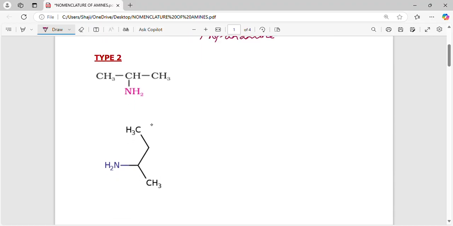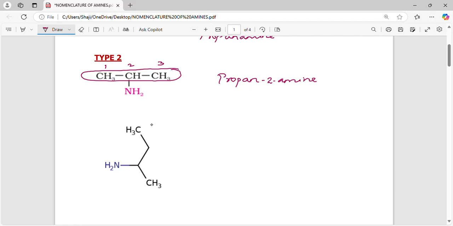The second type is when the amino group comes as a branch. It is not in the terminal position. This is the longest carbon chain, and the amino group is attached to the second carbon. In such cases, first you write the root word, which is prop because of three carbons. Then you write AN, propan, but the last E is replaced by amine. Before that, you mention the position of the carbon to which the amino group is attached. It is attached to the second position, so propan-2-amine. According to the number, we are specifying the amine.